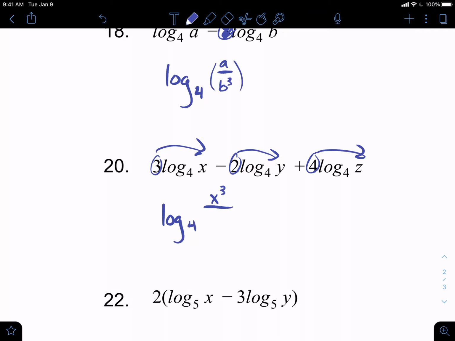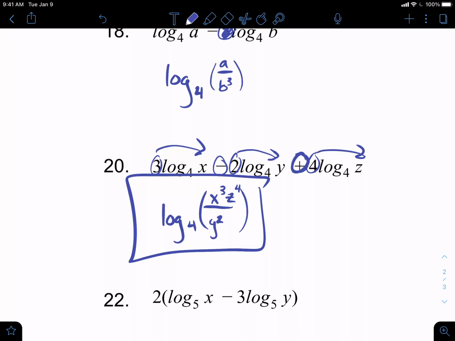And then on the bottom, since it's a minus in front, this is going to go on the bottom. I'll have my y squared. And then since there's a plus in front of this 4, that one's actually going to go up on top. So z to the fourth will go over there, making this my final answer.